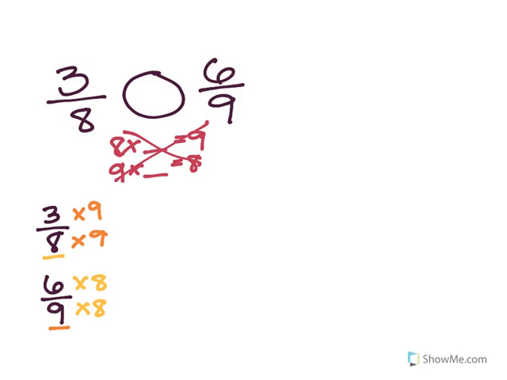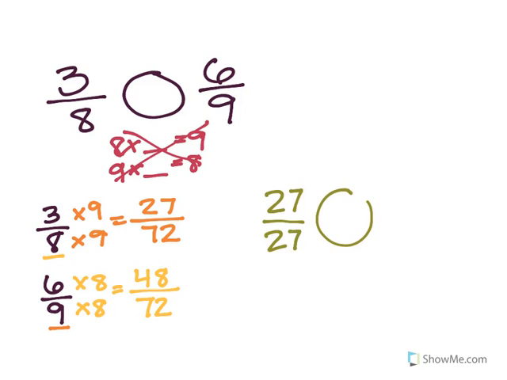By doing this, I have 8 times 9 and 9 times 8. They're reciprocal, meaning that they have the same answer. So I can find that this new equivalent fraction to 3/8 would be 27/72. And my fraction for 6/9 that's equivalent would be the same as 48/72. I created the same denominator, so now I can easily compare them.